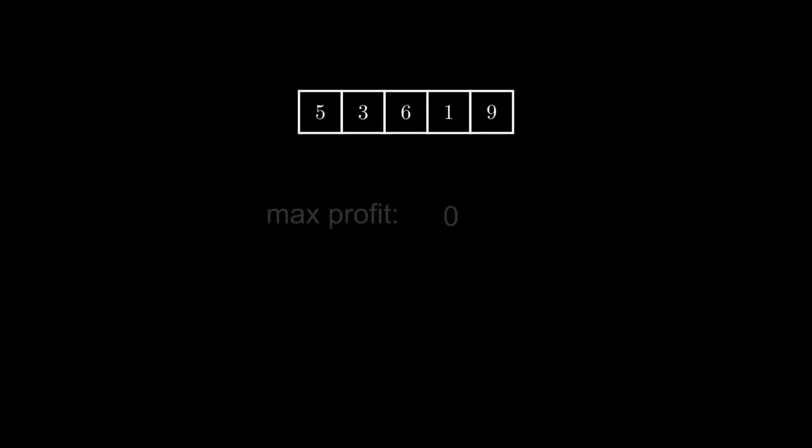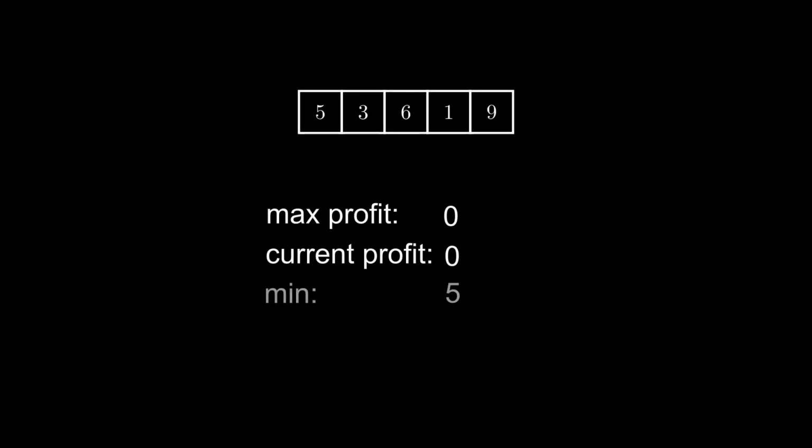It's an animation example of our greedy solution. So we have our same array, 5 3 6 1 9. We have our max profit of 0, current profit of 0, and our minimum value is 5. We start by purchasing the share on the first day. Then on the second day, we have 3. So 3 minus 5 is negative 2, which is not profitable. However, 3 is less than 5, so we update our minimum to be 3.